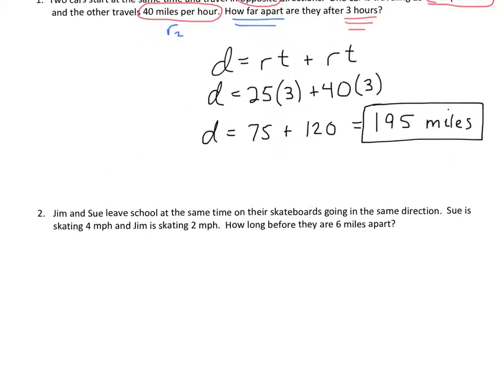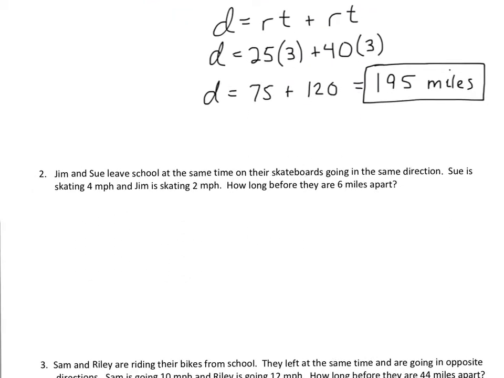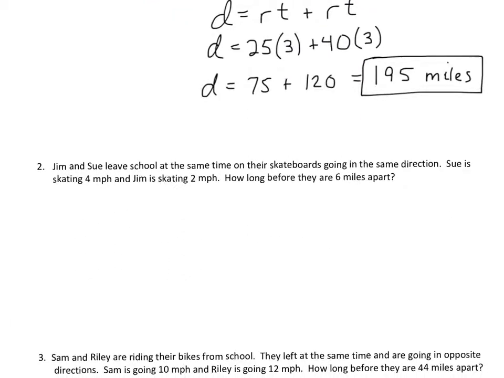All right, next one. Jim and Sue leave school at the same time on their skateboards going in the same direction. So right away, I see same direction. So I'm going to have a distance equals rate times time minus a rate times time. So write that down right away. RT minus RT.